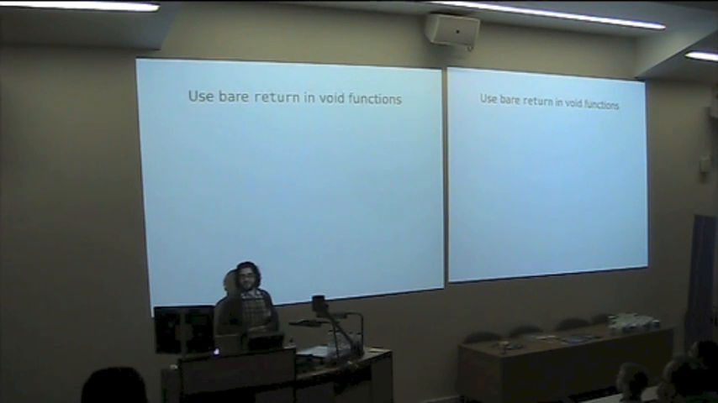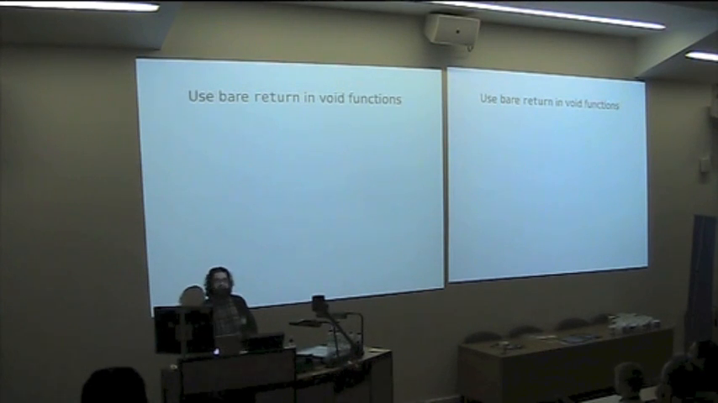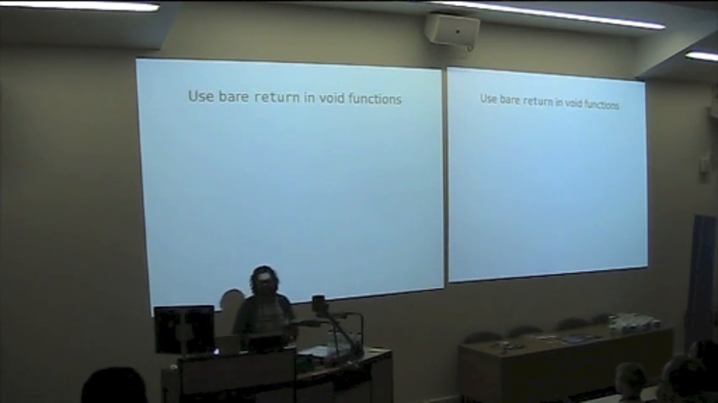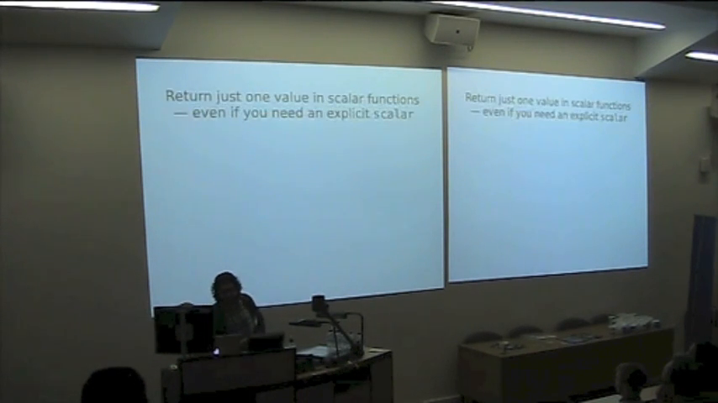Use bare return in void functions. It's often a good idea for them to have an explicit bare return, so that even if they get called in non-void context, they won't accidentally happen to return the last thing they happen to evaluate. And this is actually, of course, one of Damian's recommendations, but I agree with it, so that's good.